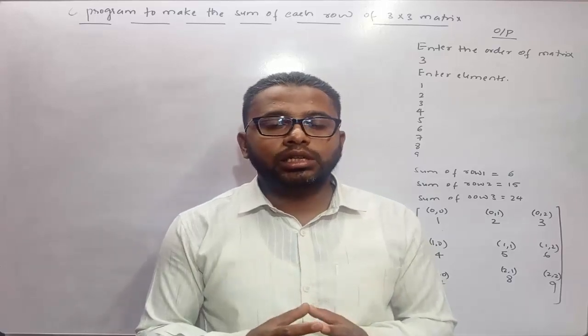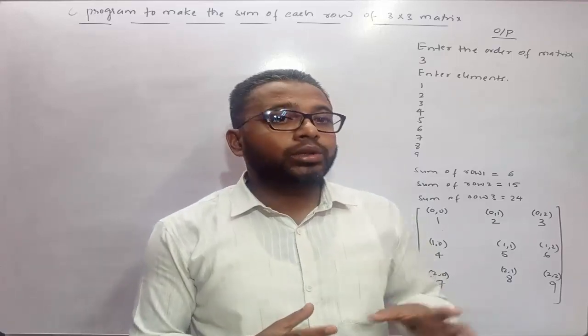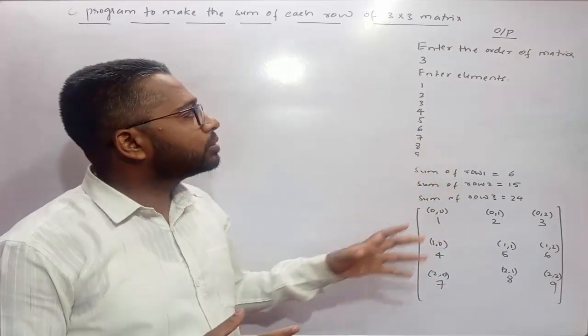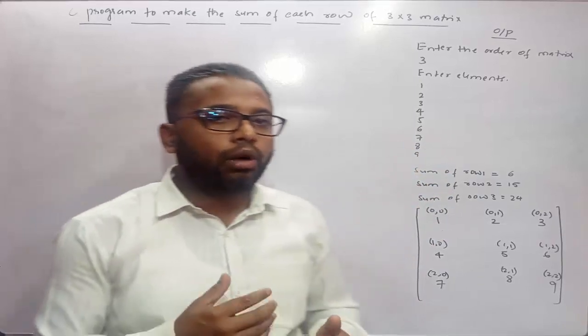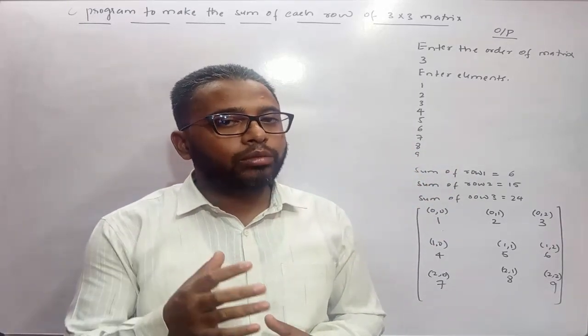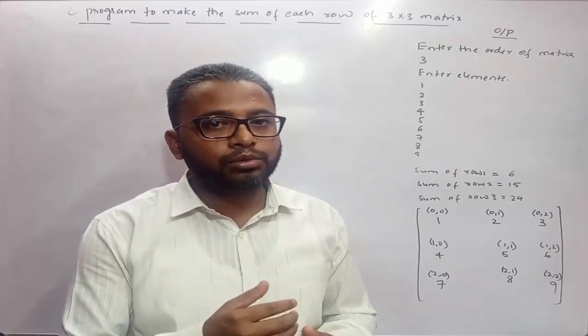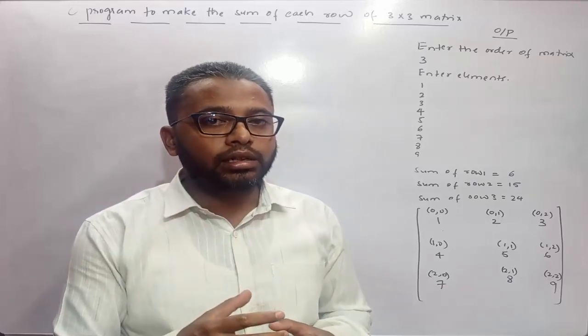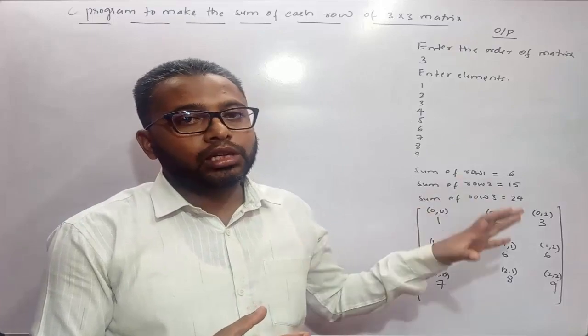Now let us start our discussion. Let me first show you the output of this program. So here you can see I have written down the output of this program. With the help of this output, we'll try to understand how many variables are required to write this program, and we'll also discuss the logic behind getting the output for this program.